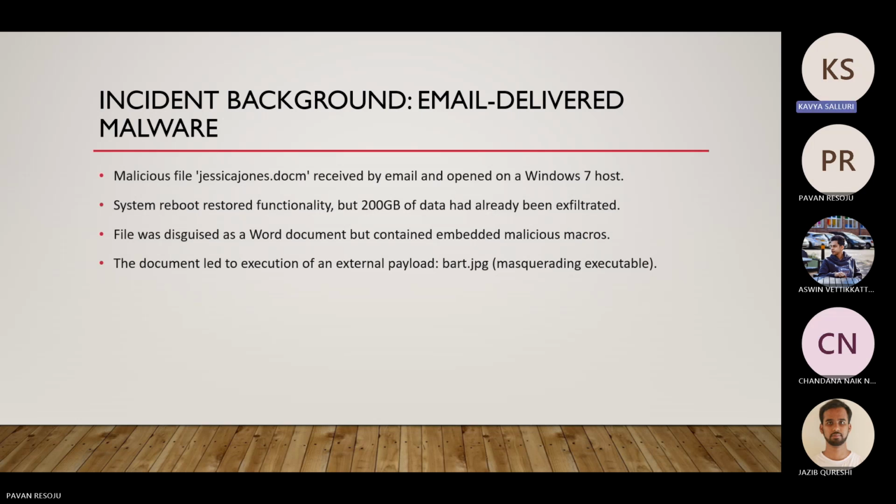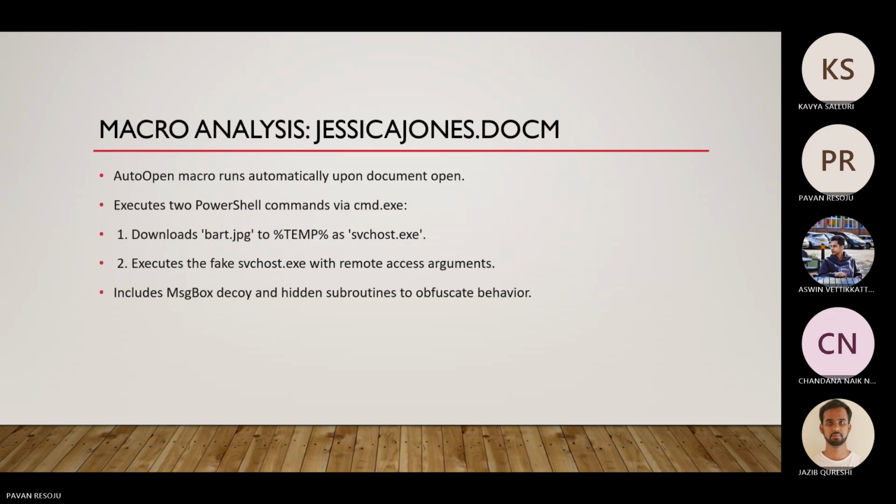Slide 3, Macro Code Analysis. We examined the macro code using the Olevba tool. It revealed an AutoOpen macro, which means it automatically executes as soon as the document is opened. This macro constructed two PowerShell commands. The first one downloads a file named BART.jpg from a remote domain, saving it locally as svchost.exe.